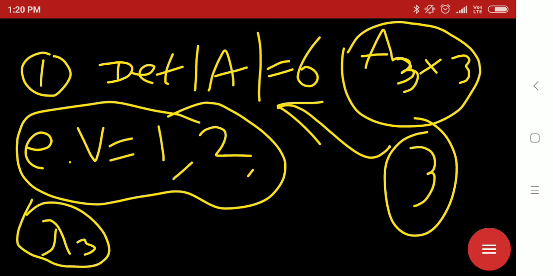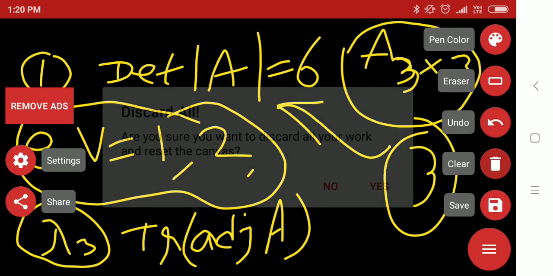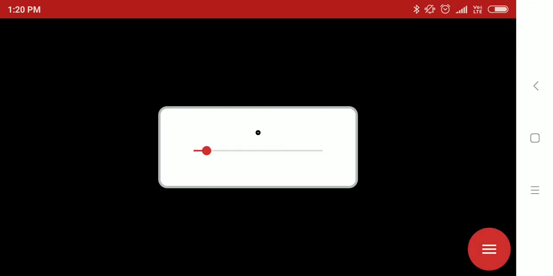It is the first question, and the second question is the trace of the adjoint of the matrix. So two questions are given: one is what the third eigenvalue will be, and another is the trace of adjoint of A. So let's start the discussion. For solving this, there are two methods. First method: the determinant of A is given as 6. Two eigenvalues are given, 1 and 2, and the third eigenvalue is what then?